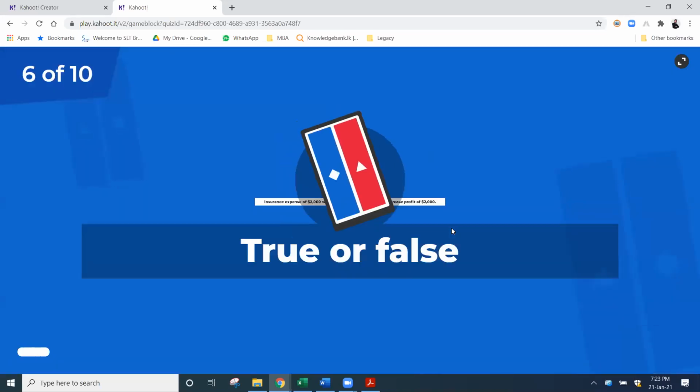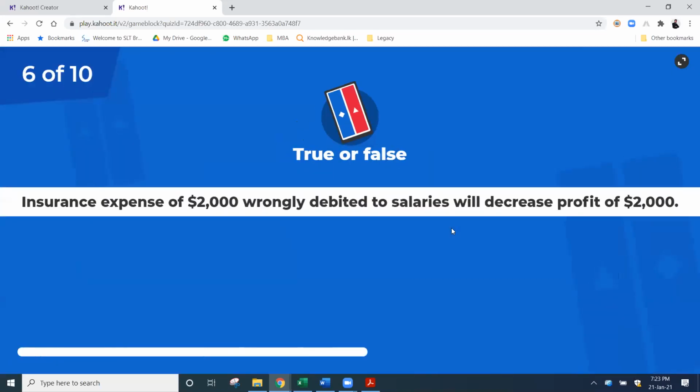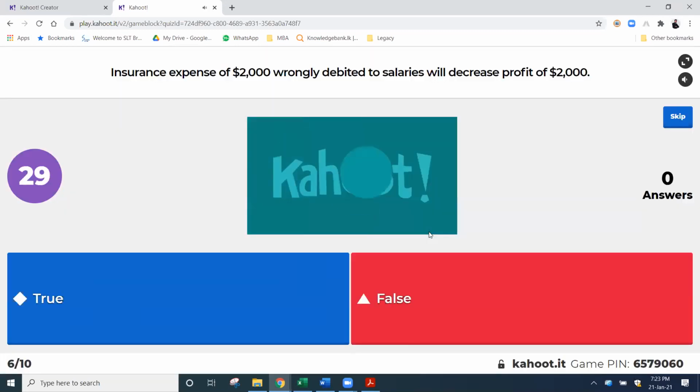Next. Question number 6. True or false? Insurance expense of 2,000 debited to salaries will decrease the profit. Is it true or false? Insurance expense 2000 debited to salaries. Will it decrease the profit or increase the profit, or will it not change? So, true or false?